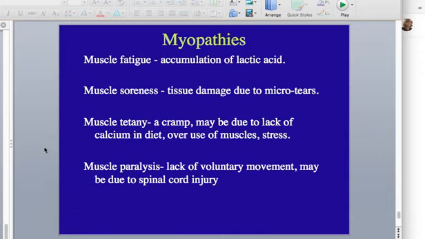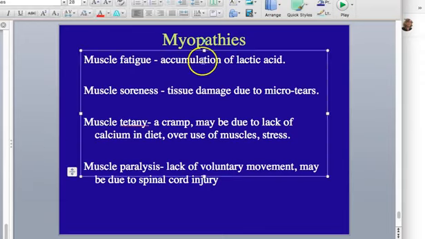All right. So there are a few interesting, terrifying kinds of diseases that are associated with muscles. Fatigue is a myopathy, so these are just little problems that happen with muscles. Fatigue is where you have an accumulation of lactic acid, so you have too much fermentation happening, you get really tired, your body hurts, and you can't work out anymore. Soreness is where you have these little micro tears in the fibers.